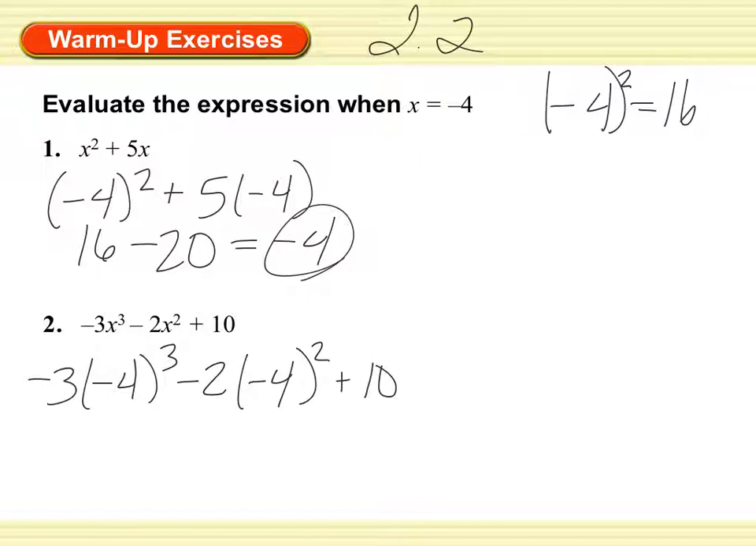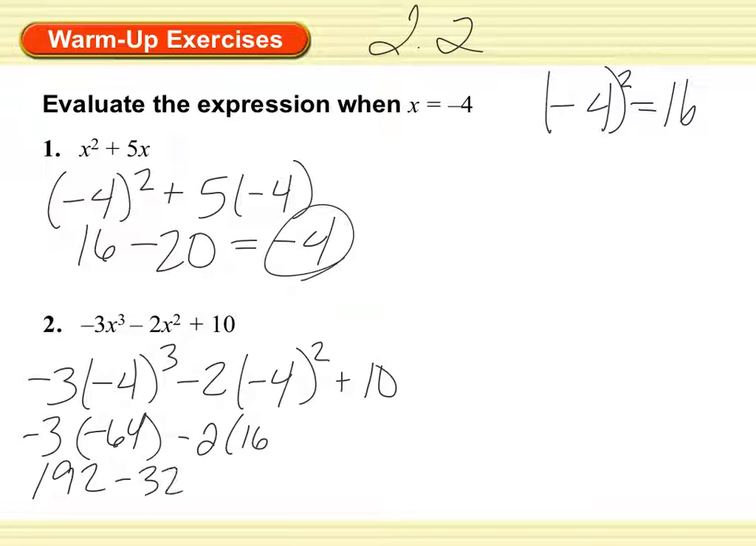-4 to the third power. I have -64 times -3. Sorry, I'm doing math. That one is, okay. So now we have 2 times 16, which is 32, plus 10. So 192 minus 32 plus, goodness, I have equals 170.